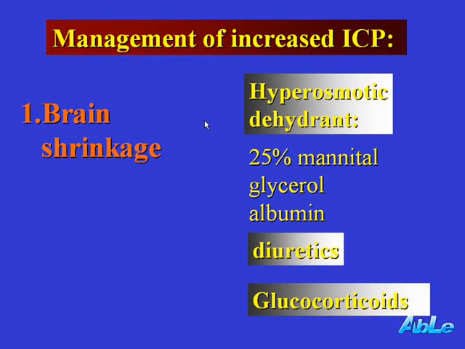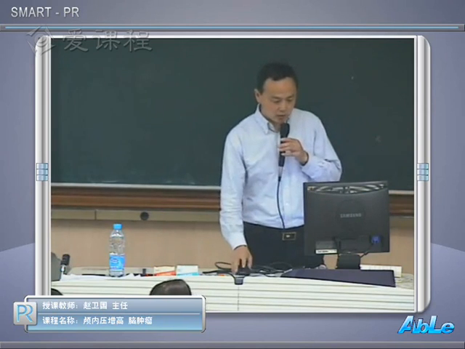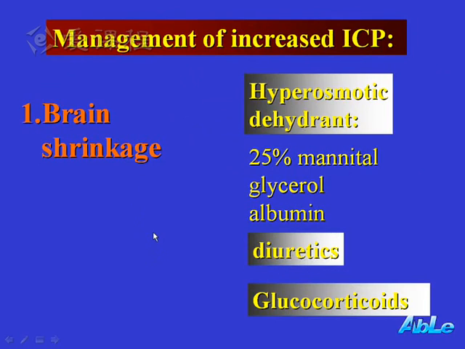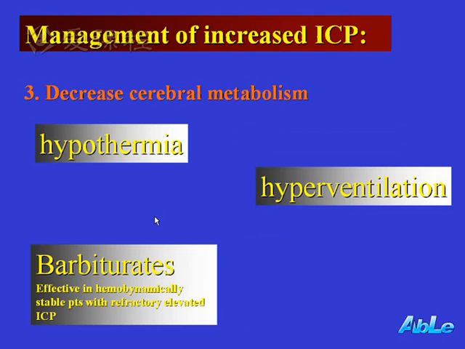Management. We talk a little about management of increased ICP, because this is not important for medical students. We try to make brain shrinkage. We use hyperosmotic dehydrants like mannitol, diuretics, glucocorticoid. And for the management of increased ICP, we use the method of decreasing CSF volume. We make a CSF external drain or CSF shunt. Okay, the drug is not so effective.